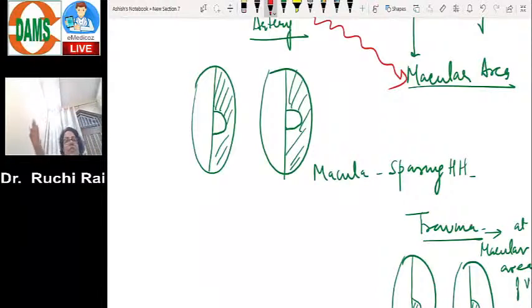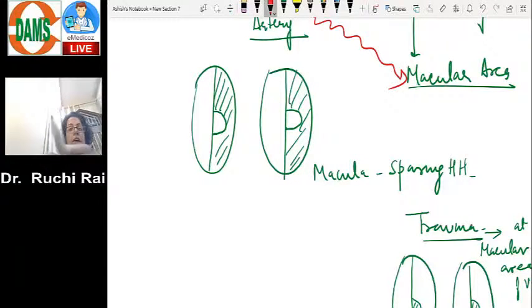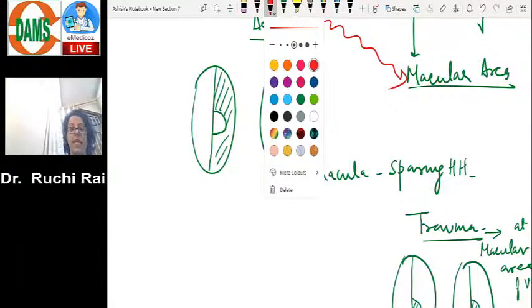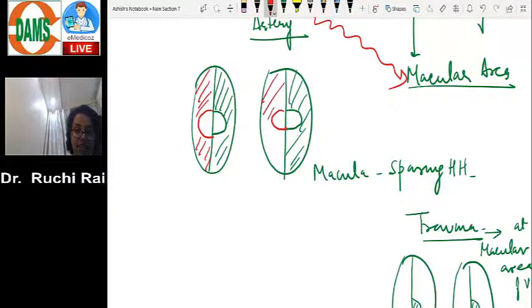If both sides' PCA is gone, though it is rare, it can happen. Suppose it happens that even your other side PCA is gone, then on the other side also I get a homonymous hemianopia with macular sparing. So on the other side also macular sparing. Now what will be the vision of this patient?